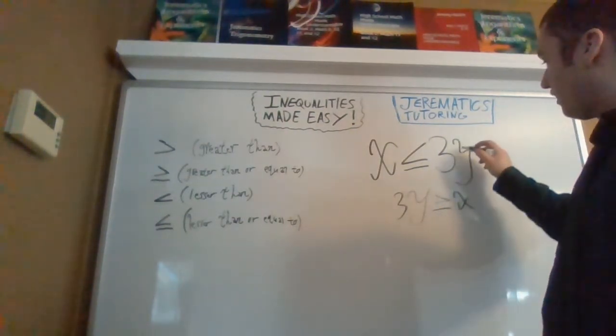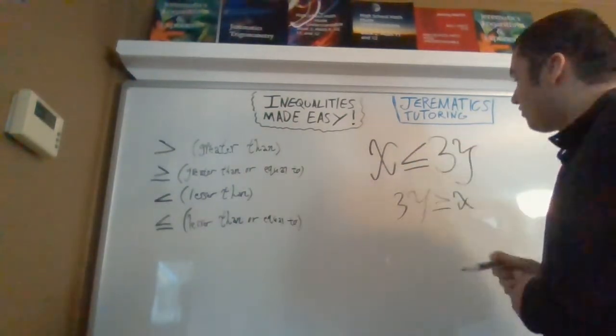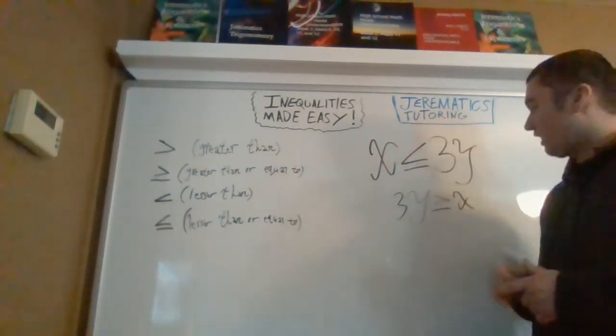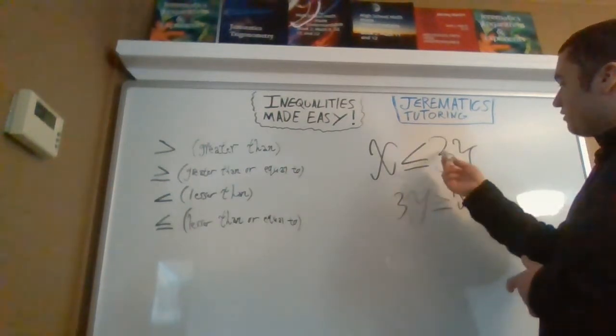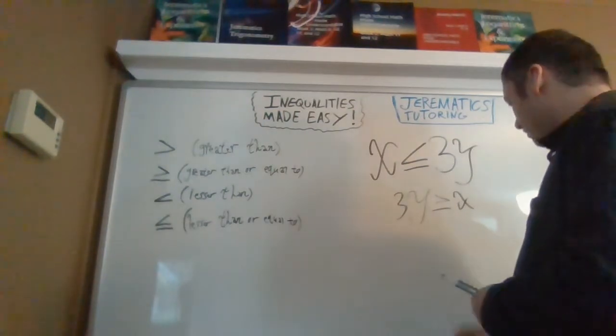Because if you move both sides of the inequality and swap them, then you must flip your inequality over too. It must be pointing at the one it was originally pointing at before you rearranged everything. That's how that part works.